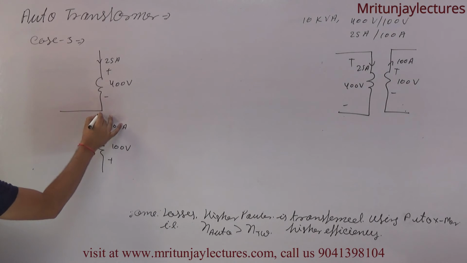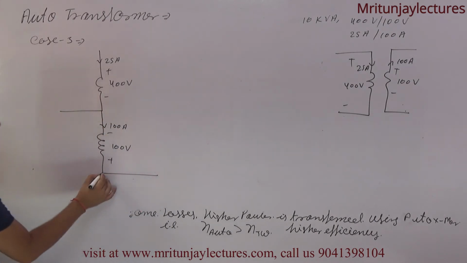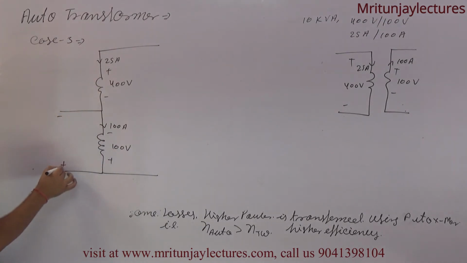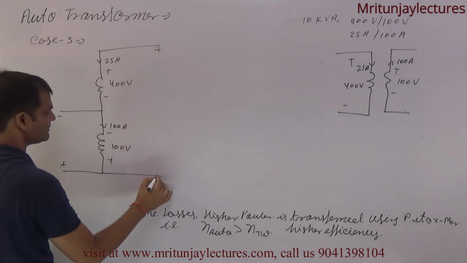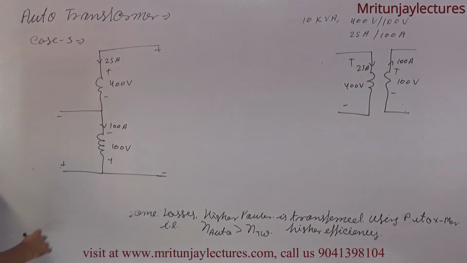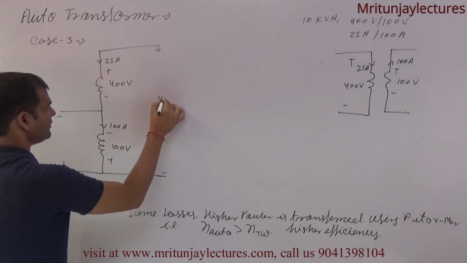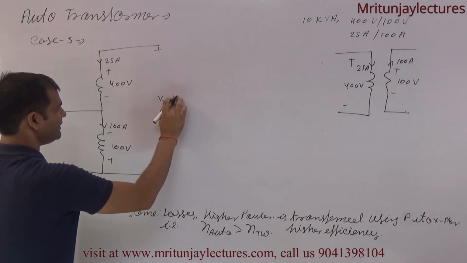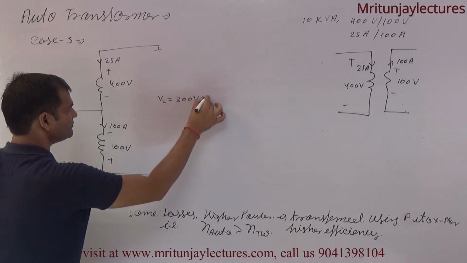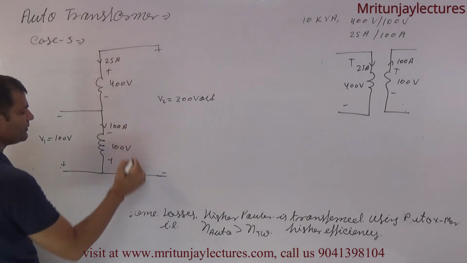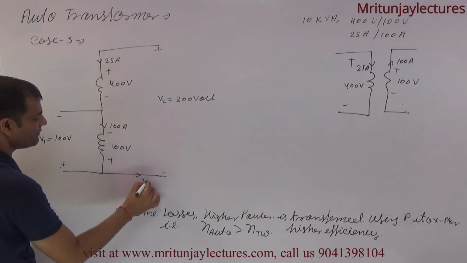Now if connected like this one, minus plus and plus minus, 400 minus 100 that is 300. V2 is equal to 300 and that is 100 volt. Clear? Okay, 25 ampere, it is 25 ampere. Clear?